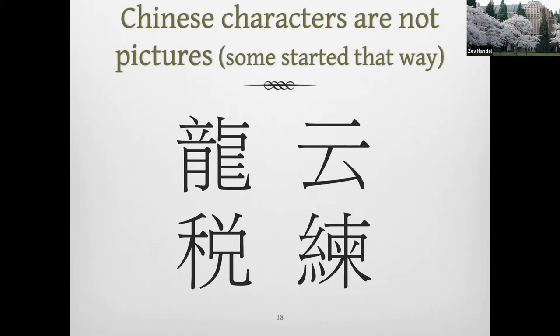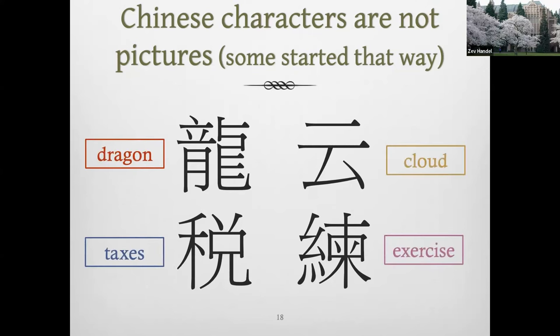Two of these characters do, in fact, originate as pictures. Two of these characters do not. Many of you will know that the top left one was originally a picture of a dragon. Some of you might know that the top right one was originally a picture of a cloud. But the characters for taxes and exercise, although very old, are not pictures of taxes or exercise.